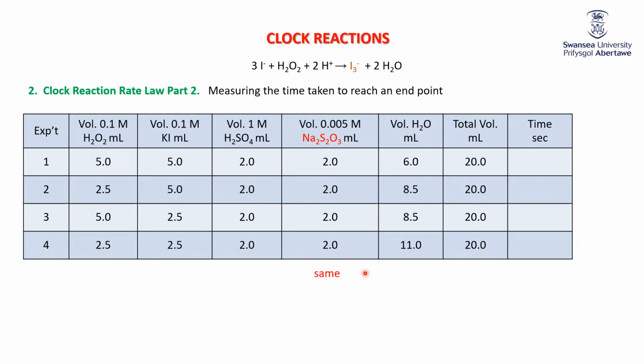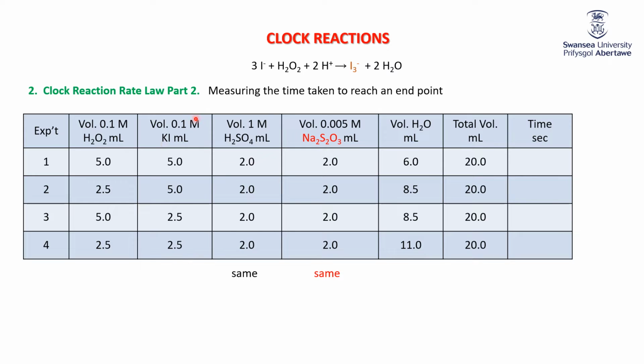Otherwise, it makes things a little bit easier. In the same way, I use the same amount of the sulfuric acid each time. Notice that this is going to be in massive excess because it's 1 molar sulfuric acid compared to 0.1 molar peroxide and the potassium iodide.